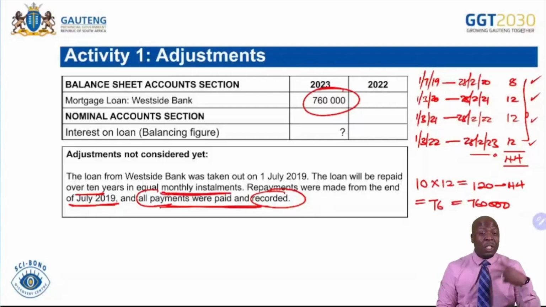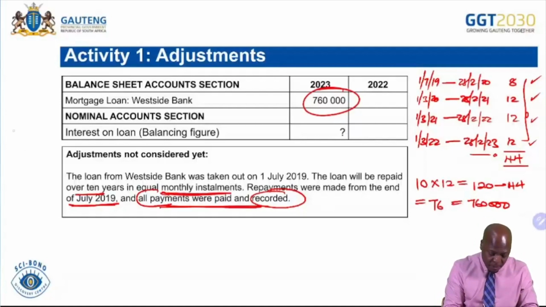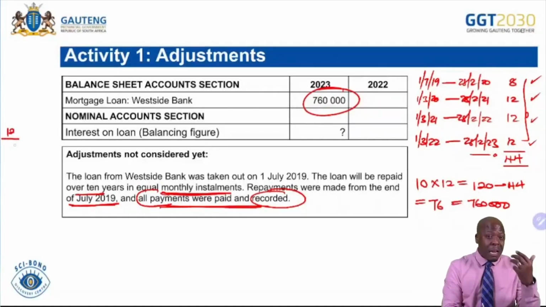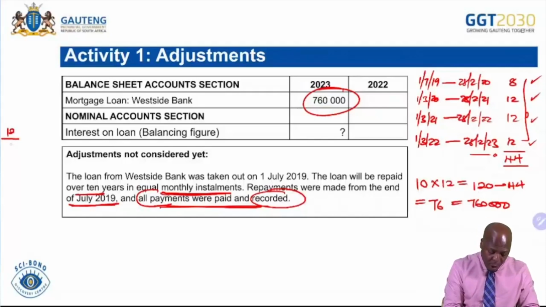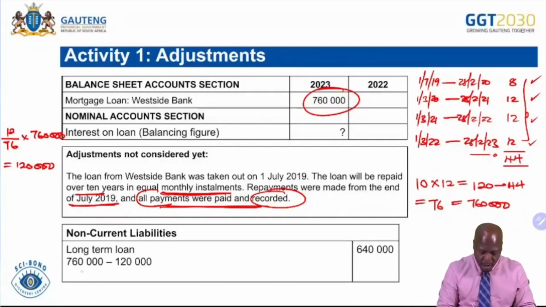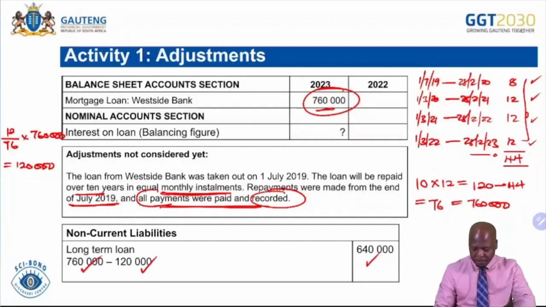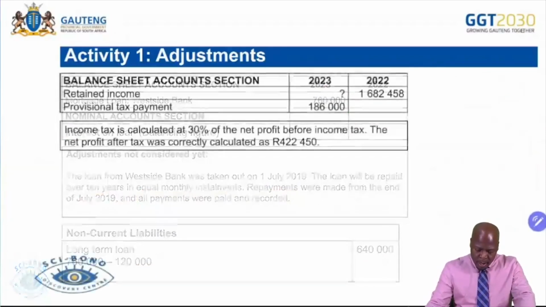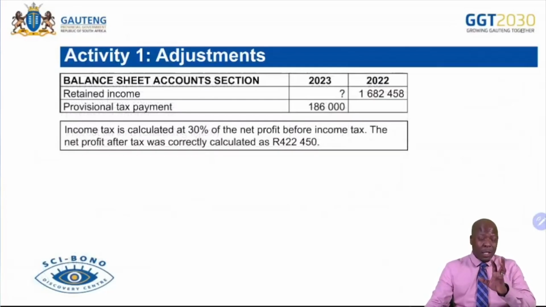That means the next month, which is March, we must pay. So we're going to now say the 12 months which we're going to be paying for the next financial year, the short term, divided by 76 multiplied by 760,000. This will therefore give me 120,000. Once I get my 120,000, that is my short-term loan. So I then come in and say my loan, which is 760 from the list of balances, minus the 120 gives me the 640,000. Okay, let's go. The next one. So remember, the 120 is the short-term loan.